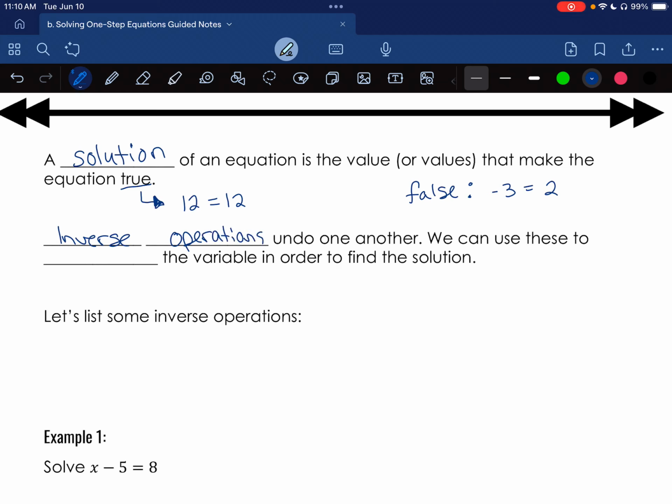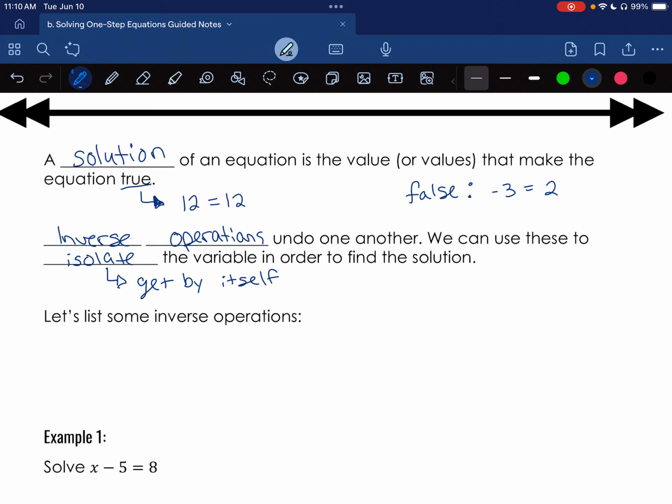They undo one another, okay? And we use them to isolate the variable in order to find the solution. And isolate is just a fancy way of saying get by itself. So we want to know, an equation is like I have some number and I do something to it, right? I add or subtract or multiply or divide or some combination and I get out a new value. Well, how do I work backwards to figure out what we started with?